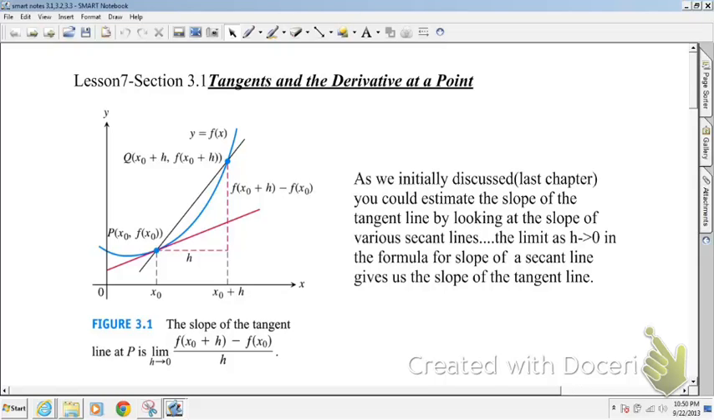Hi there. As we're heading into Lesson 7, Tangents and the Derivative at a Point, I wanted to have a few basic reminders. As we initially discussed last chapter, you could estimate the slope of the tangent line by looking at slopes of various secant lines and taking the limit as h approaches 0 in the formula for slope of a secant line. And that would give us a very good approximation for the slope of the tangent line.